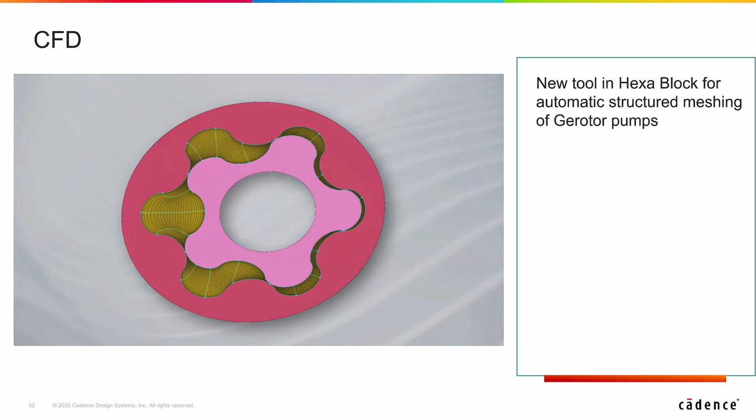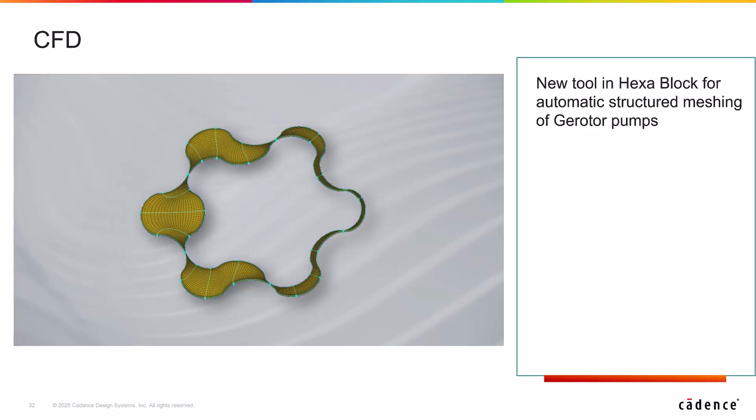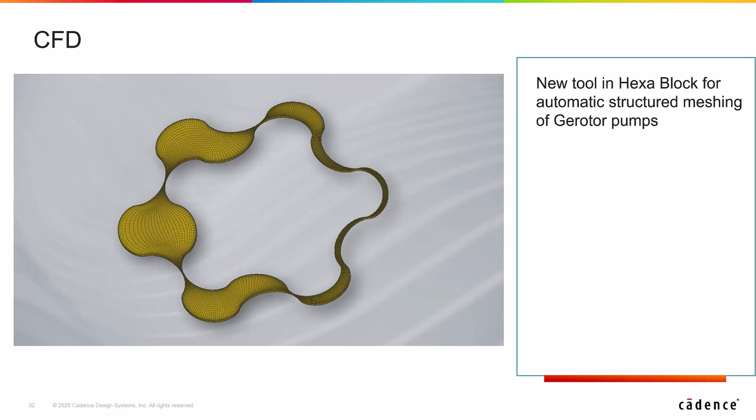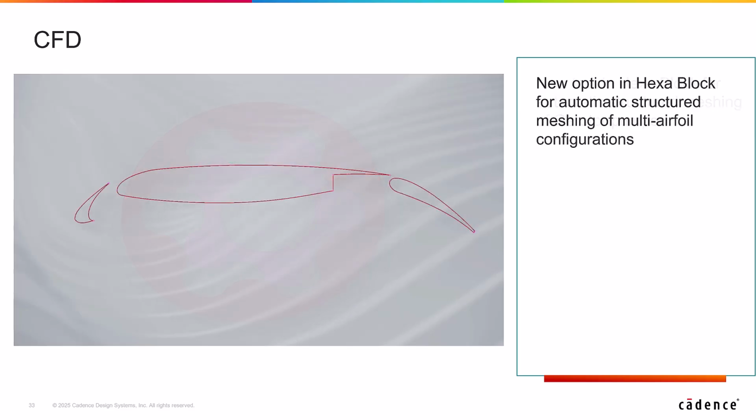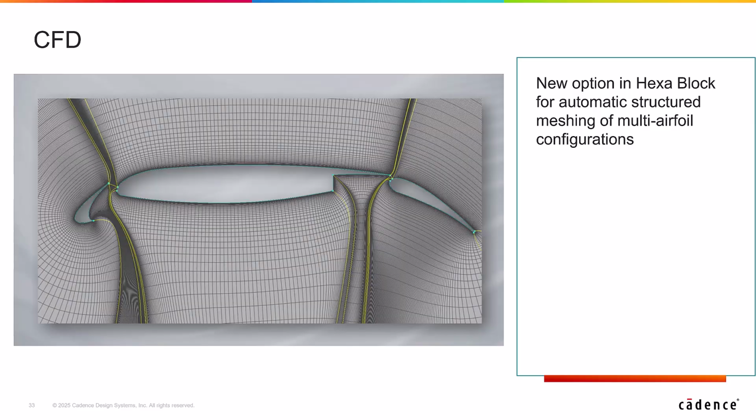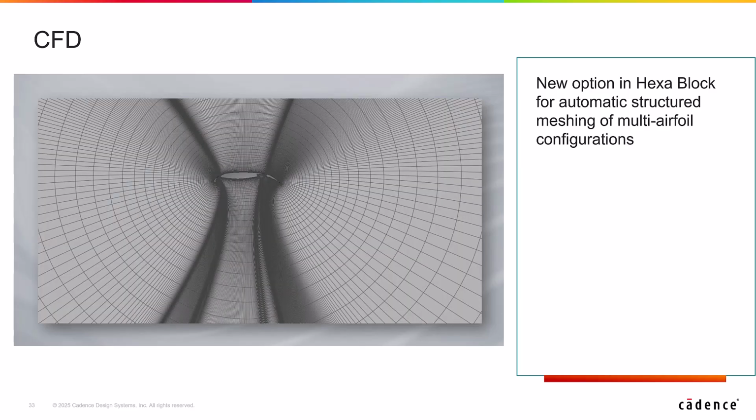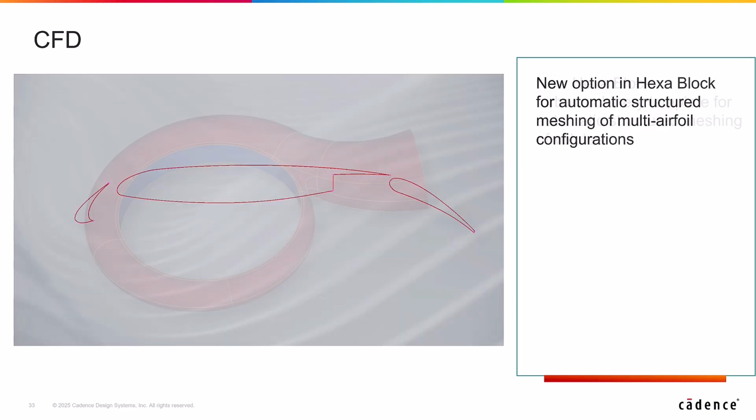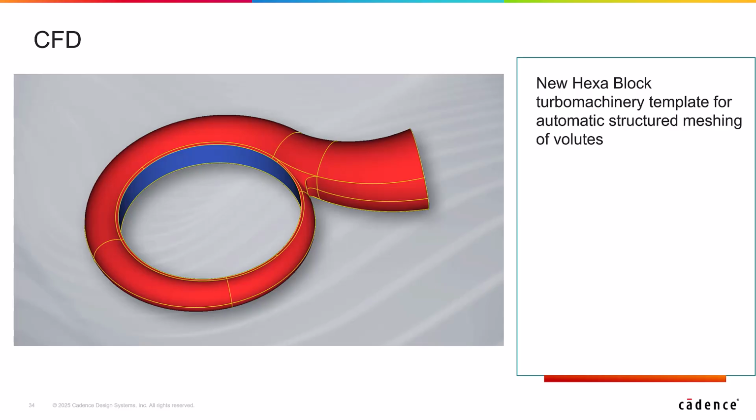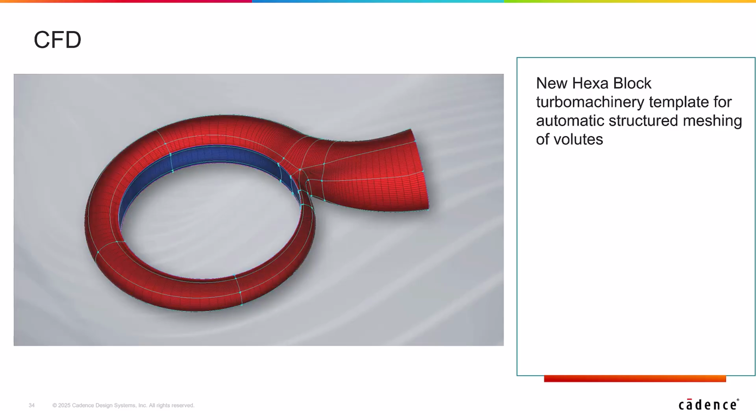For Hexablock, a new tool has been introduced to enable easy block generation and meshing for Gerotor pump geometries. Additionally, the Airfoil tool has been enhanced to automatically generate block-structured mesh for multi-element airfoils. Finally, a new template has been added to the Turbo tool for block-structured meshing on centrifugal pump volutes.